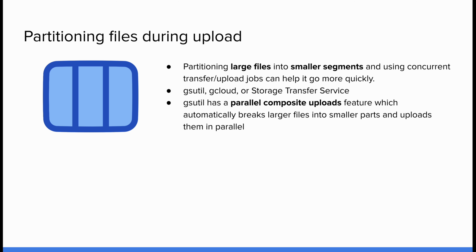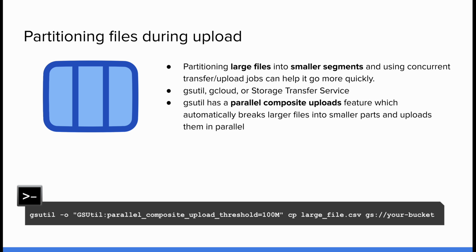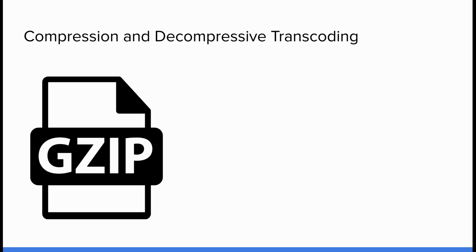So this is really convenient, and it's a great way to optimize the upload process when working with massive files. For example, if you wanted to upload a large file, say over 100 megabytes, you could set a threshold with this command to enable parallel composite uploads, which tells gsutil to break the file into parts with a threshold of 100 megabytes and upload them simultaneously, making it faster and more efficient. So definitely know that for the exam.